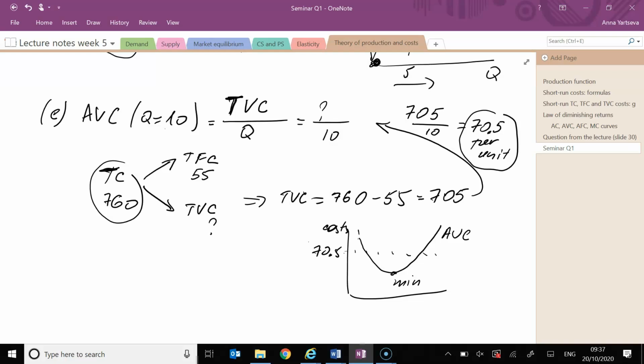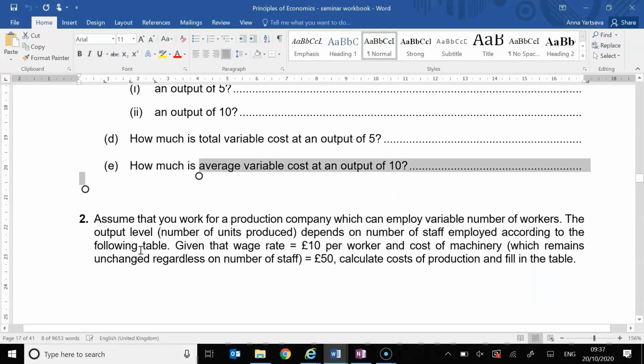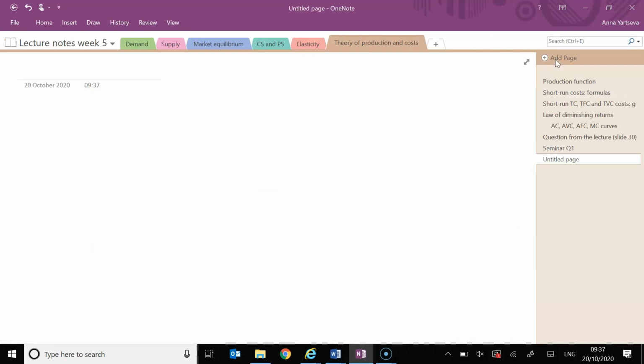The last one. Okay, the last one. In the last one, we need to calculate average variable cost if output is equal to 10. Let me just create another page. We need to do average variable cost when output is equal to 10. To calculate any average cost, we'll need to take total cost and divide by quantity. Here we ask specifically about variable cost. That is why we'll need specifically total variable cost. So we'll take all variable cost and divide by all number of units which we produce. Right? This will give us average variable cost per unit.